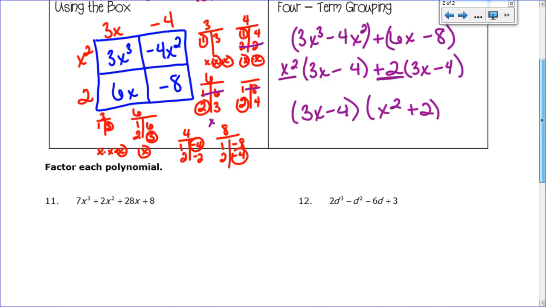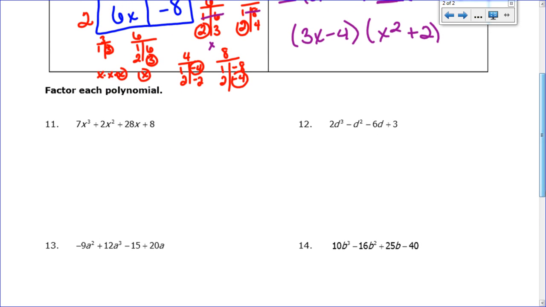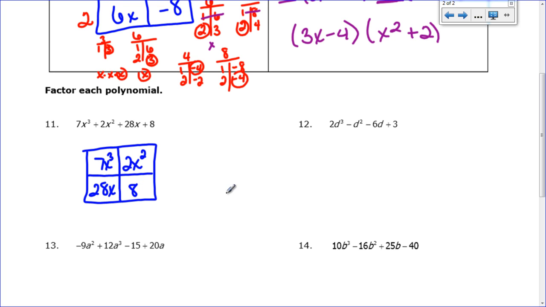So let's look at number 11. So number 11, I've got 7x cubed plus 2x squared plus 28x plus 8. And so I'm going to use a box for this one. So I'm going to draw my box just like before. And then I'm going to fill it in with my 4 terms that I have. So I've got 7x cubed plus 2x squared plus 28x plus 8.